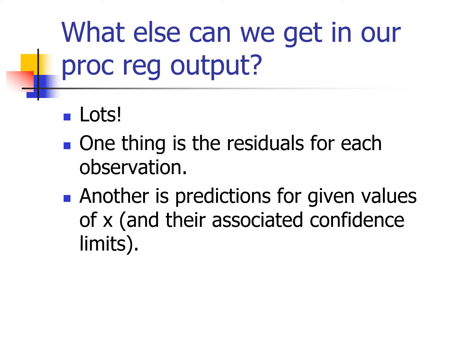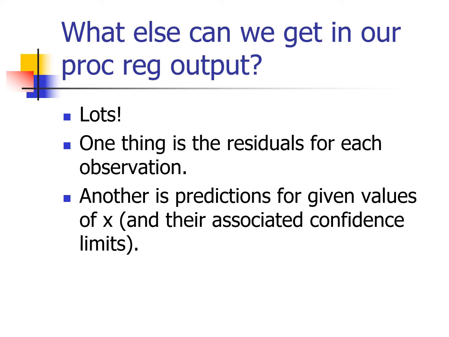All right, welcome back. So what else can we get from our proc reg output? We talked about the significance test, but there's a lot of other stuff there. What else might we be interested in? Even these extra bullet points are just scratching the surface, and in no way are exhaustive.